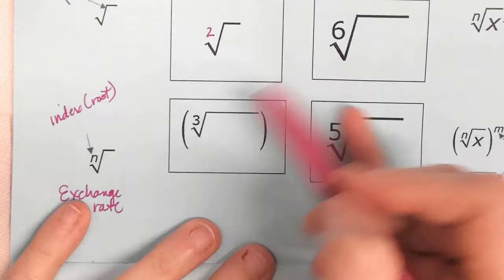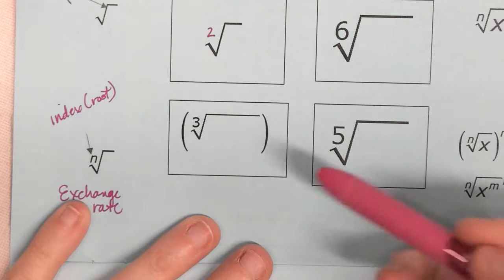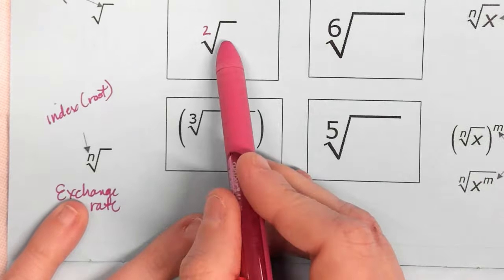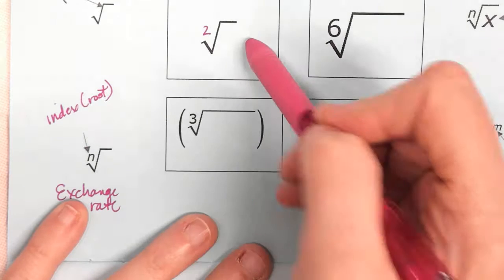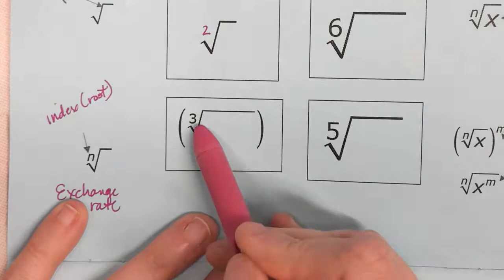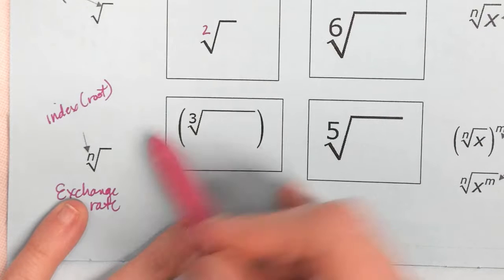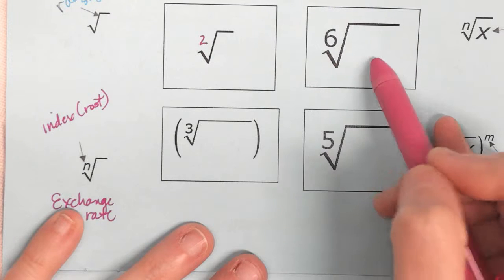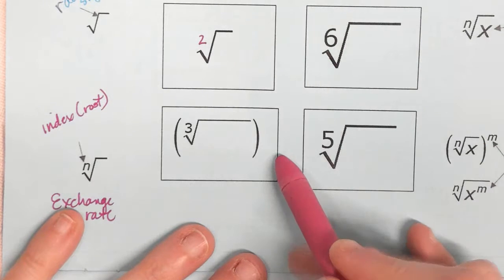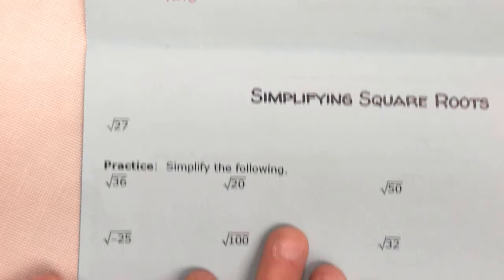But what this exchange rate tells me is how many of the same number I have to have. So this is a 2. I have to have 2 of the same number. I can exchange 2 inside for 1 on the outside. This is a 3 root, so I have to exchange 3 of the same number for 1 on the outside. For this, 6 of the same number for 1 on the outside, 5 of the same number for 1 on the outside. Okay? So let me really quick take a detour and let me show you how that works.